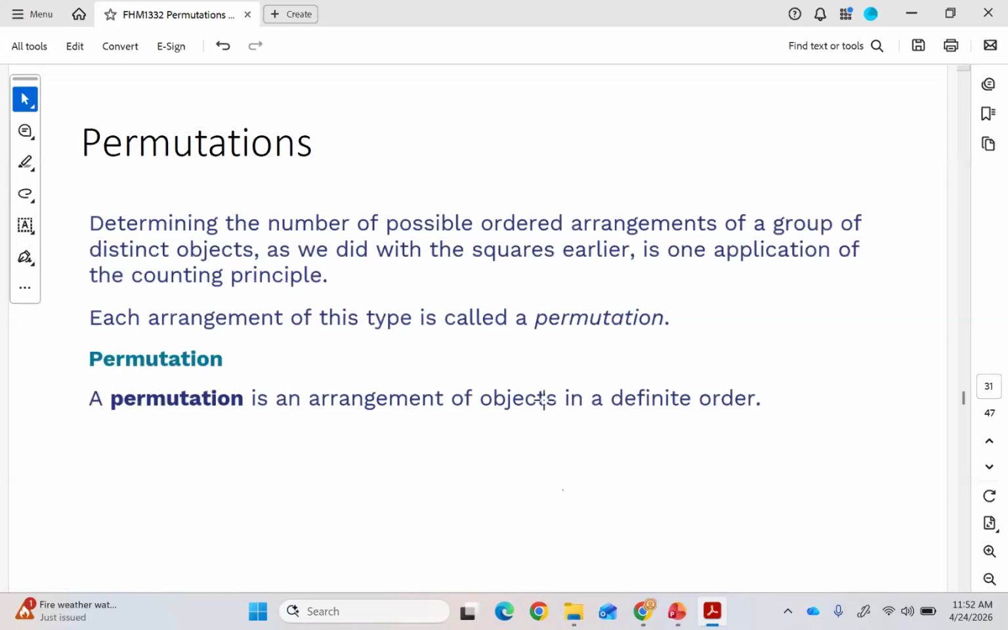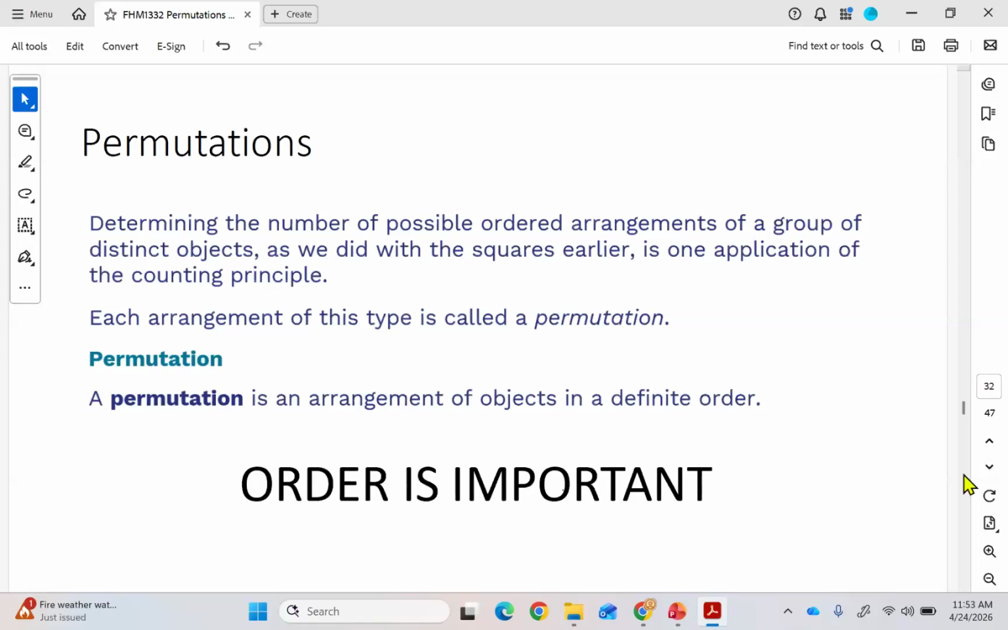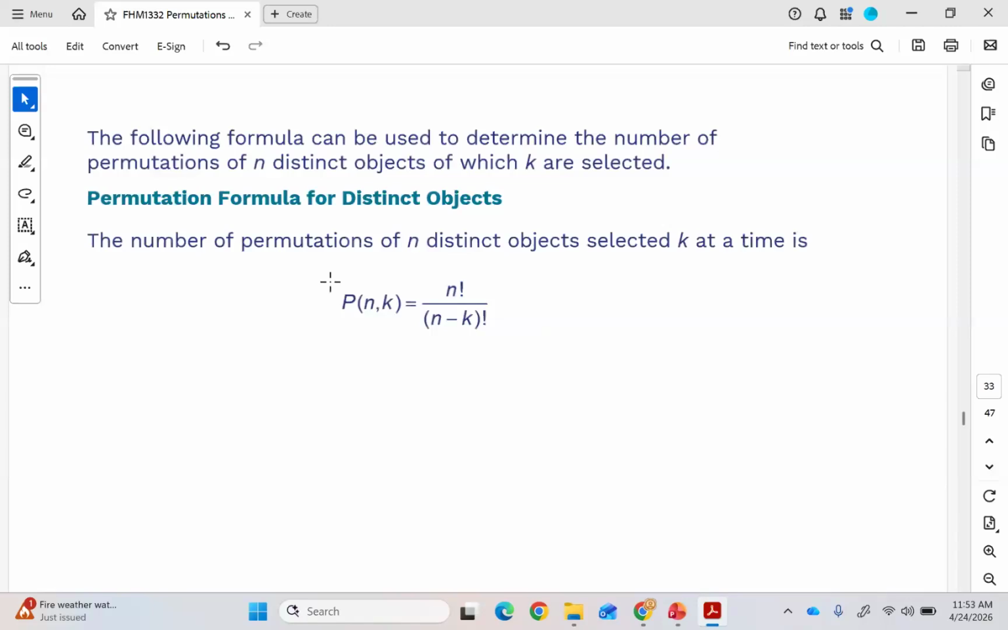A permutation is an arrangement of objects in a definite order. So basically, the order matters. I want to know the different orders that I can have. So order is important. And this is the formula that we use for permutations. Notice that it has the factorial.